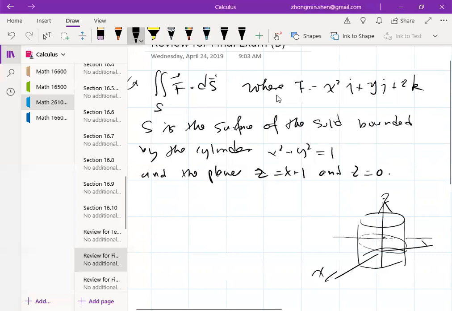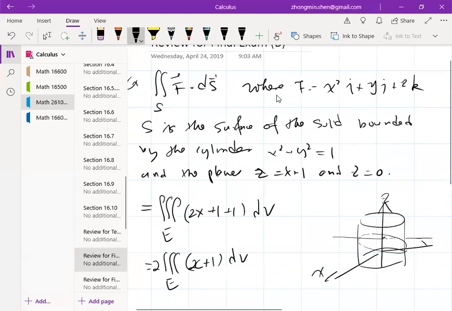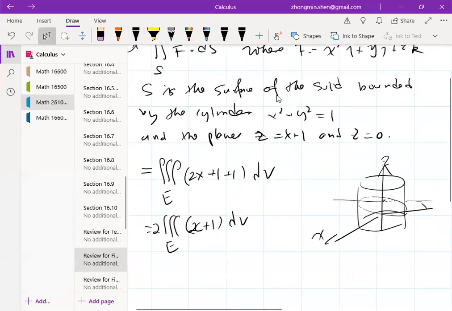Okay, so by the divergence theorem, this will be the triple integral, right? The partial derivative of x squared with respect to x is 2x, and that is 1, that is 1. All right, so you will be surprised, that would be x plus 1. Now x plus 1 is not going to be 1, right? It's not even going to be z, because z equals x plus 1 only on this top part.